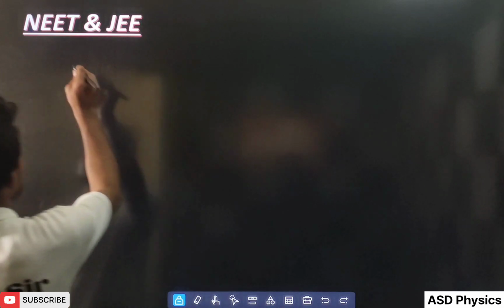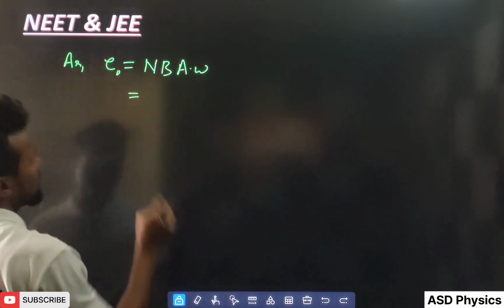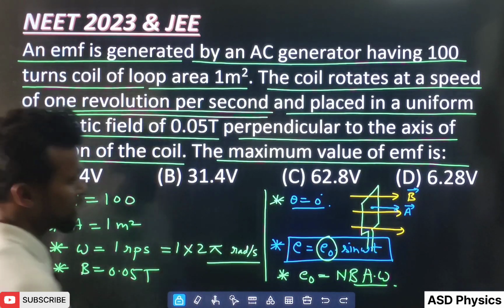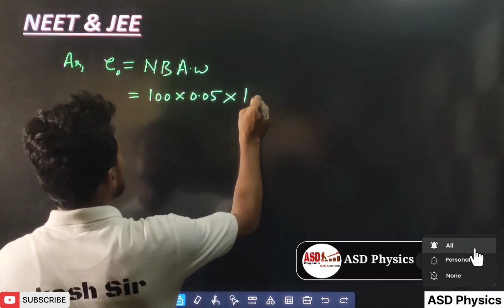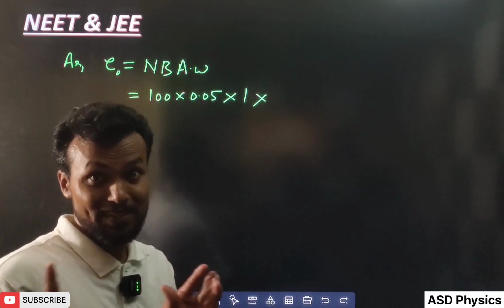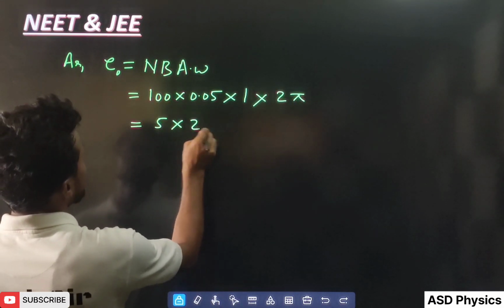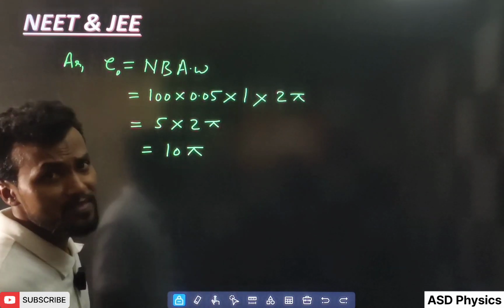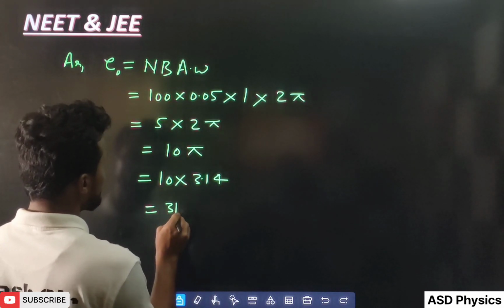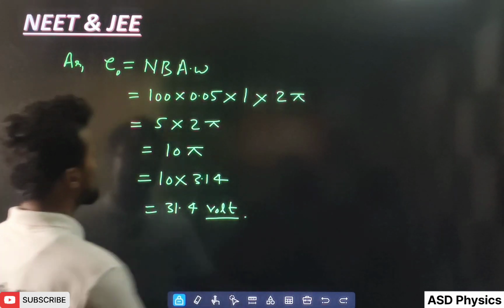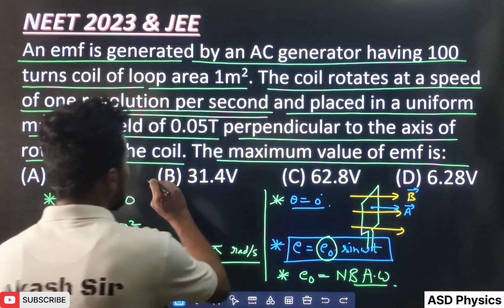So the maximum value, or peak value, is NBA omega. N is given as 100. Magnetic field is 0.05. Area is 1 meter square. Omega is not 1 RPS, we have to write 2 pi. So 100 into 0.05 means 5, into 2 pi, it becomes 10 pi. The value of pi is 3.14, and when you multiply with 10, it comes to 31.4 volt. So let's check the options: 31.4 volt, the correct option is option B.